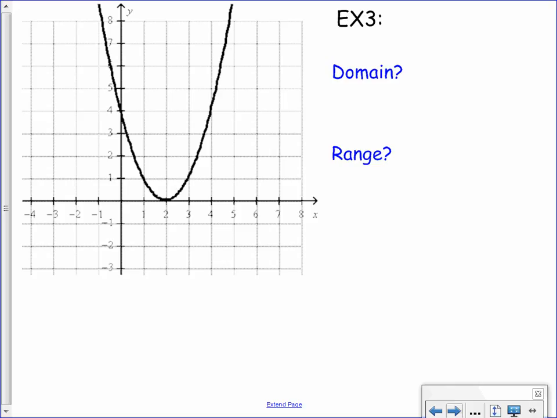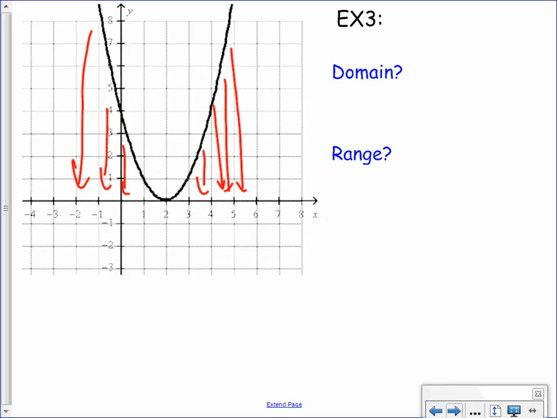Okay. All right. Domain. Remember that the graph continues, so it's always going wider and wider. That's what a parabola does. It just gets wider and wider as it goes up. So domain, all real numbers. There's always an x for domain. You'll always have some kind of x coordinate. So for the domain, it's all reals, aka negative infinity to positive infinity.